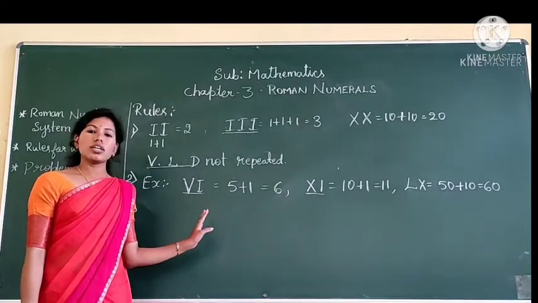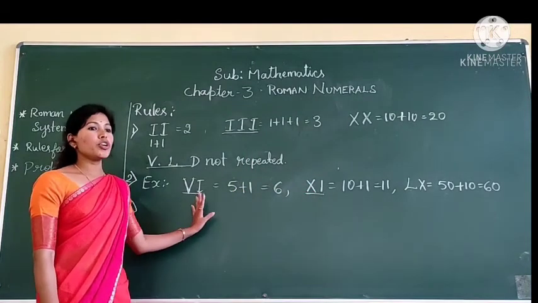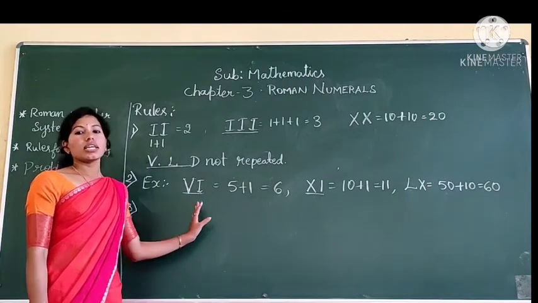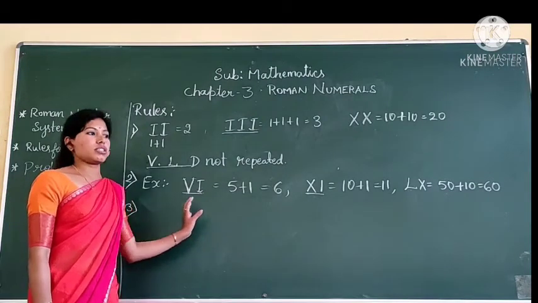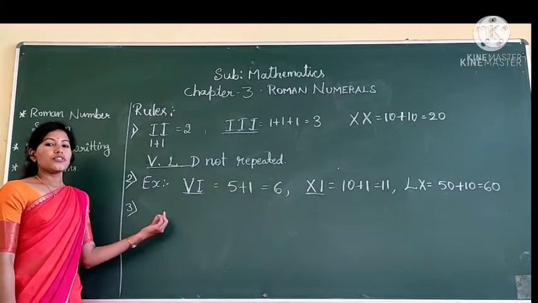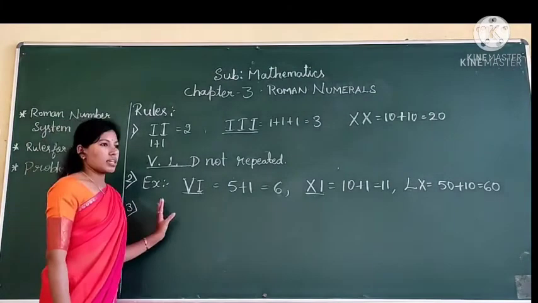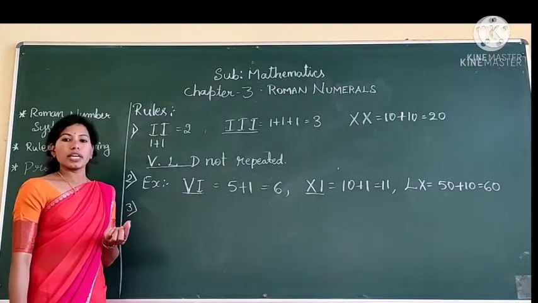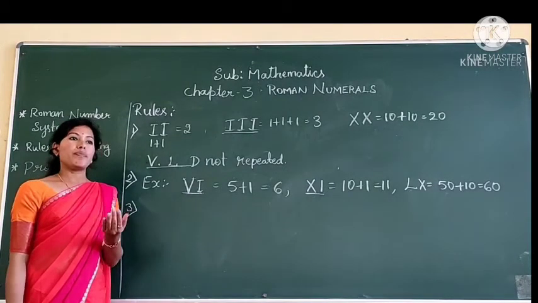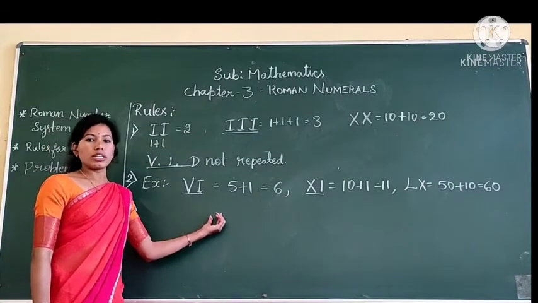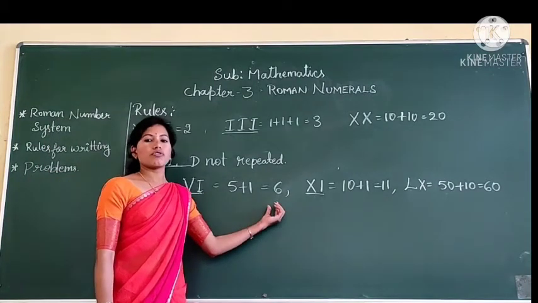Now, come to the third rule. When a Roman numeral is placed before the greater value, then the resulting numeral is equal to the difference of the given numerals. That is, when we place a smaller numeral before the greater numeral, then its numeral should be the difference of the given numbers.